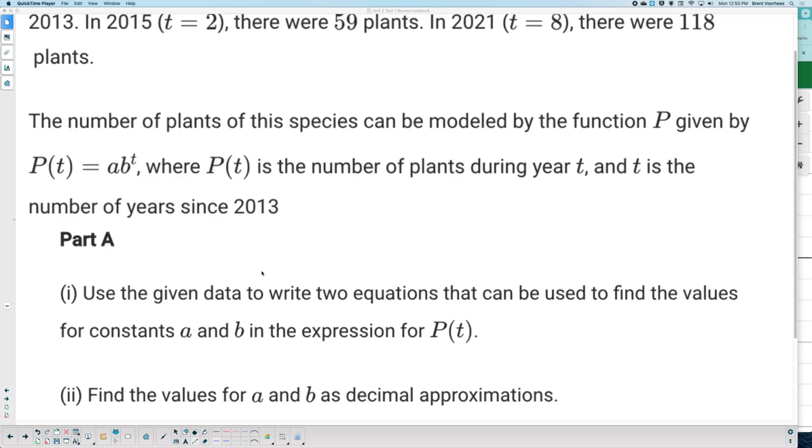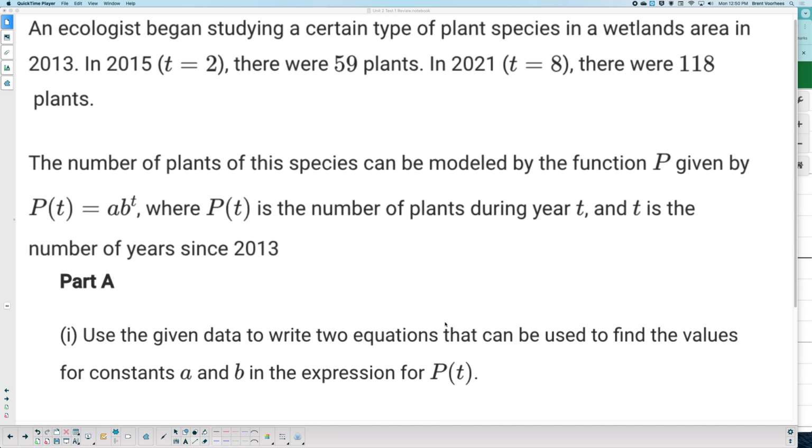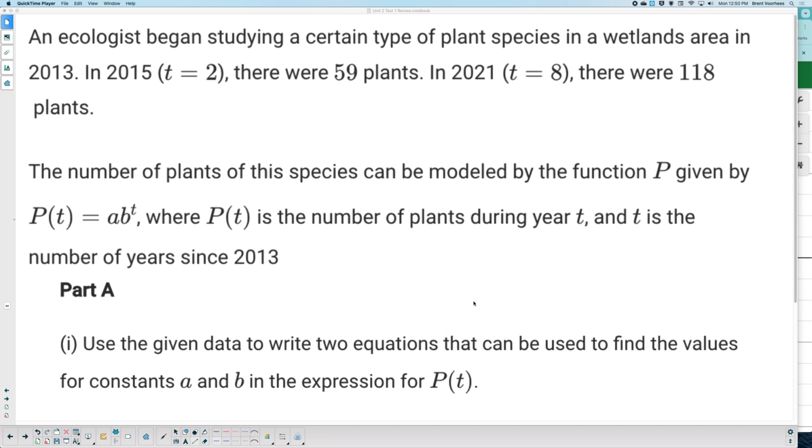It says first, use the given data to write two equations that can be used to find the values for a and b in the expression for P of t. Okay, first thing you have to do is plug in your two points. They gave us a point right here.